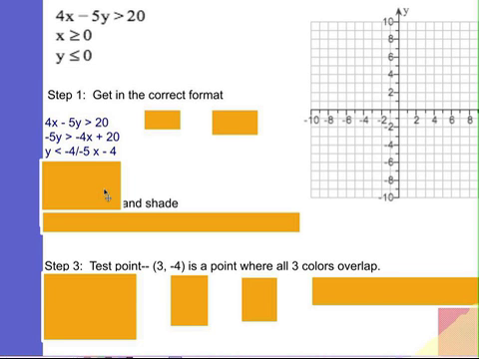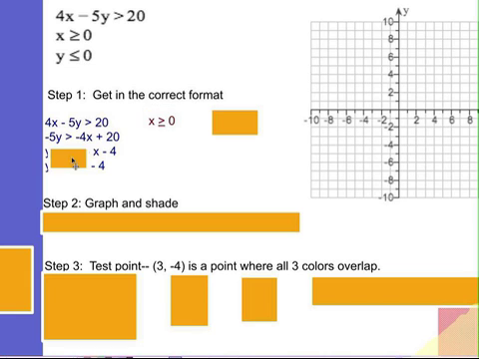We need to simplify the -4 over -5. That becomes just positive. So we get y is less than 4/5 x minus 4. The second inequality doesn't have to be changed, nor does the third one. So now we need to graph and shade. So again, we're going to start with the first one.